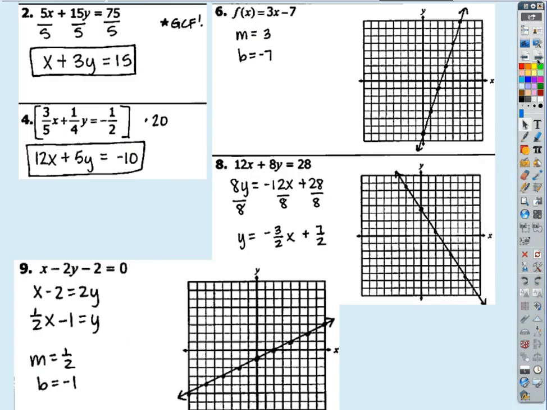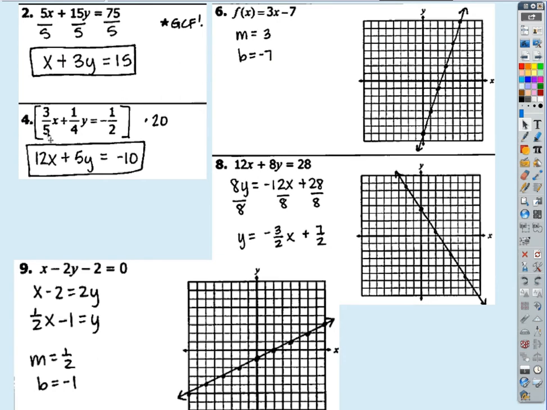Okay, so with number 4, what's the obvious problem with that one? Fractions. I've got to get rid of the fractions. And we've done a lot of this, right? How do we clear fractions? We distribute through the whole equation the least common denominator of all the denominators. In other words, that's the smallest number that 5 and 4 and 2 all divide into, which would be 20, wouldn't it? Everybody agree?